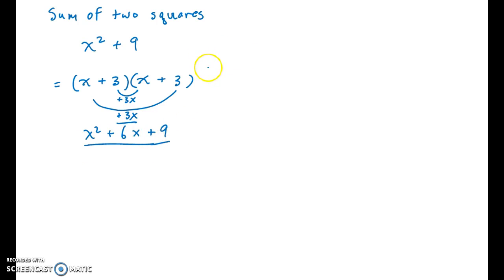Try as you might, variations with x plus 3, x plus 3, x minus 3, x plus minus 3, whatever you might want to try. With the real numbers, you can't figure this out as a sum of two squares in the real number system.